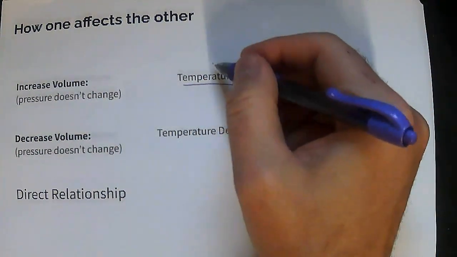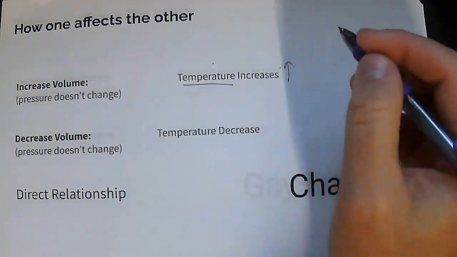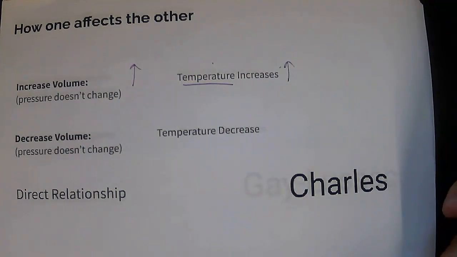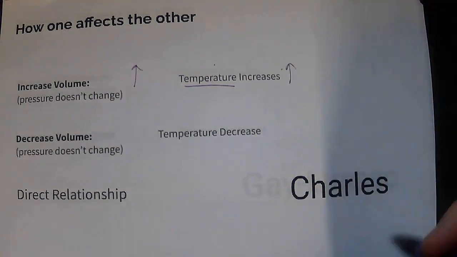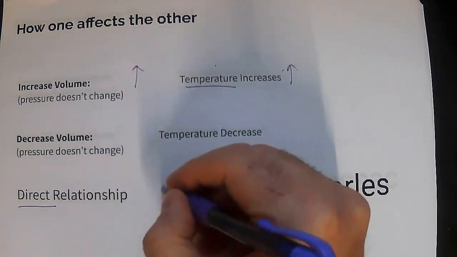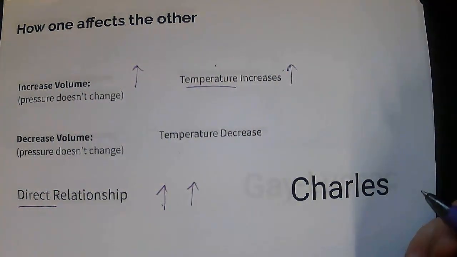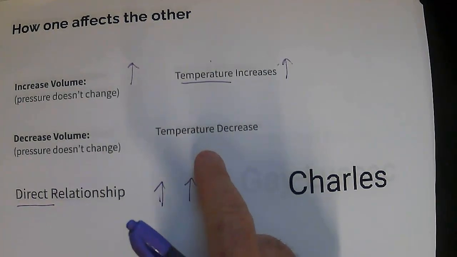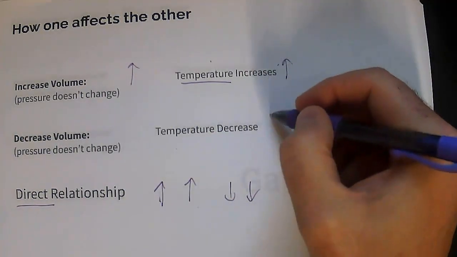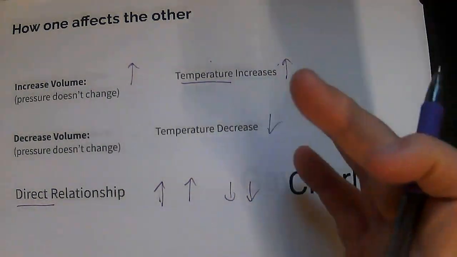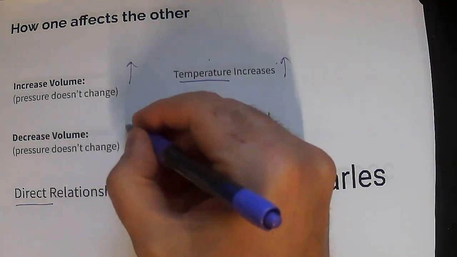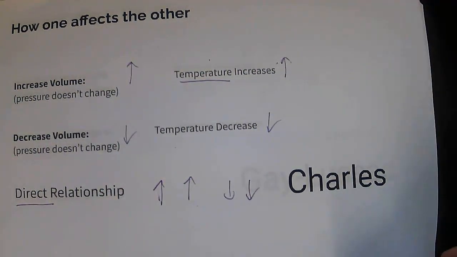When temperature increases here, when we heat something up, the volume of that thing will increase. Okay, temperature goes up, volume goes up. That's what we call a direct relationship, when both things go up. Or when one thing goes up, the other thing goes up. Or when one thing goes down, the other thing will go down. Same thing when we make something colder, the volume is going to decrease. Okay? So this is Charles' law.